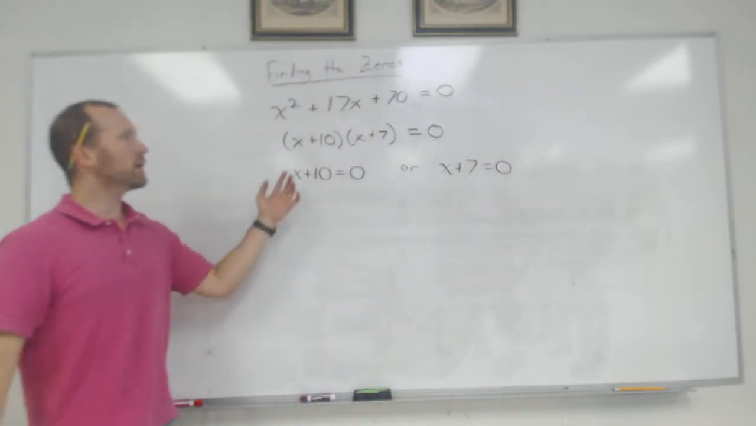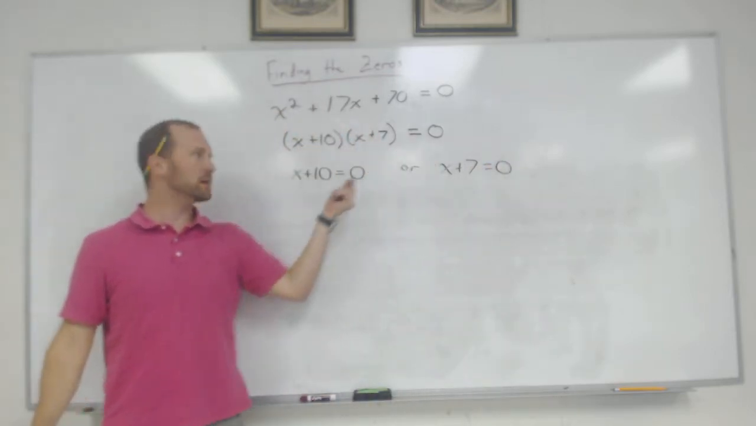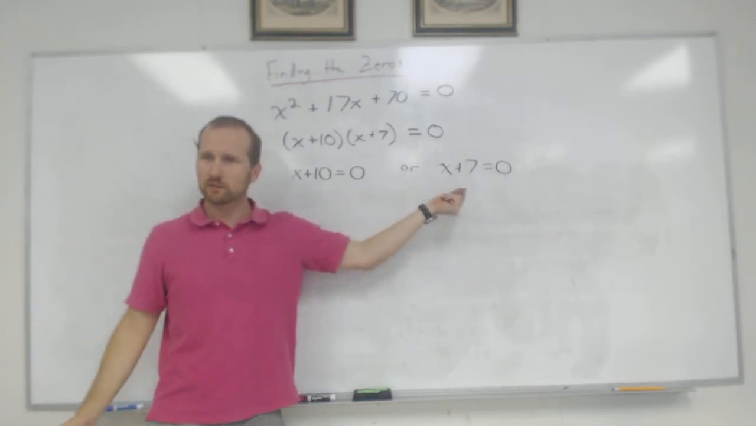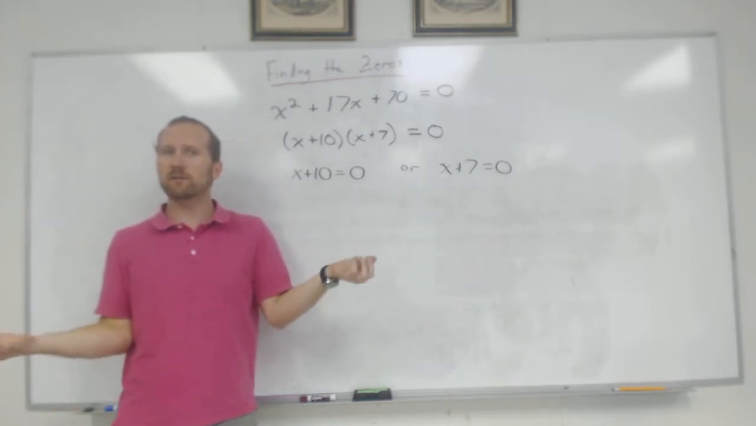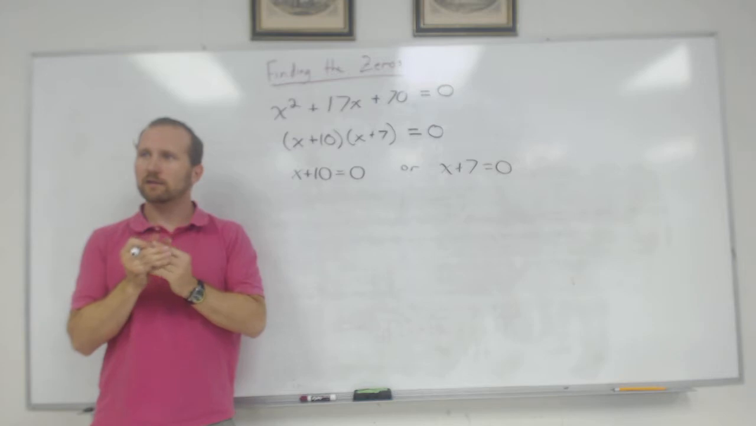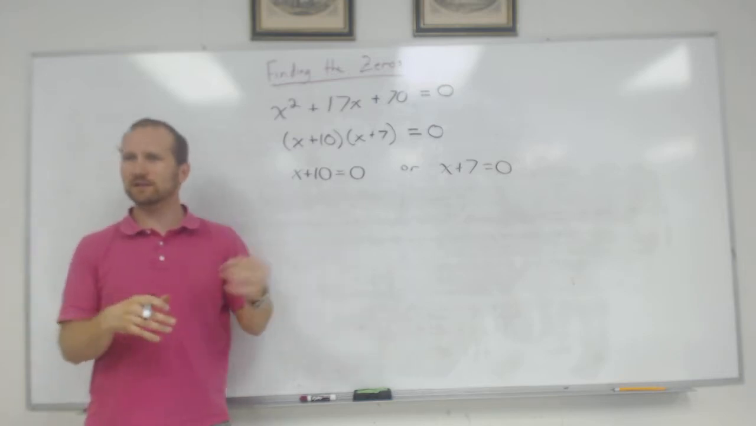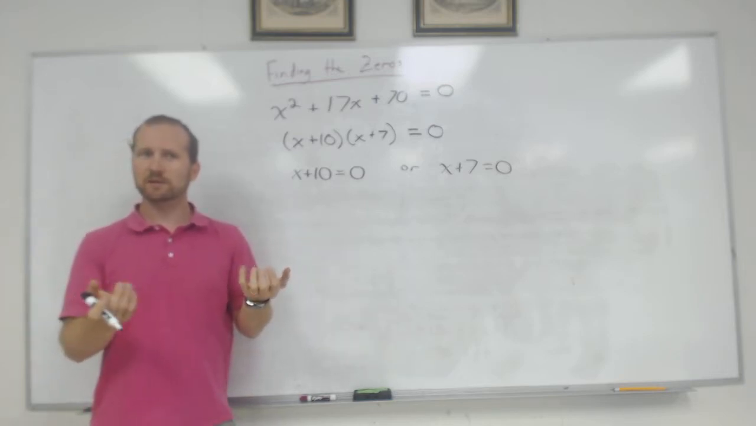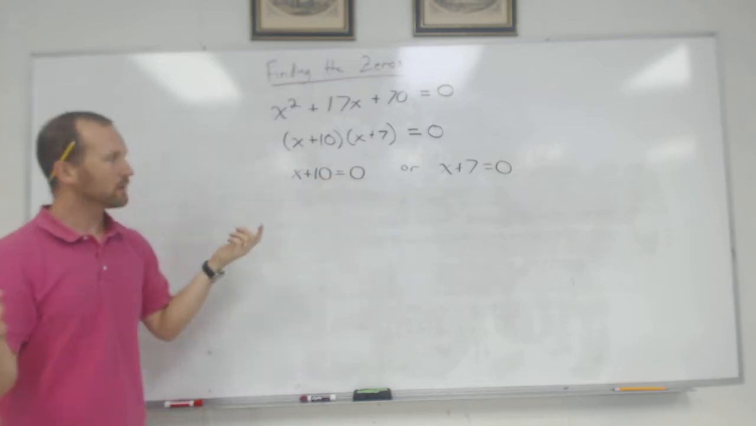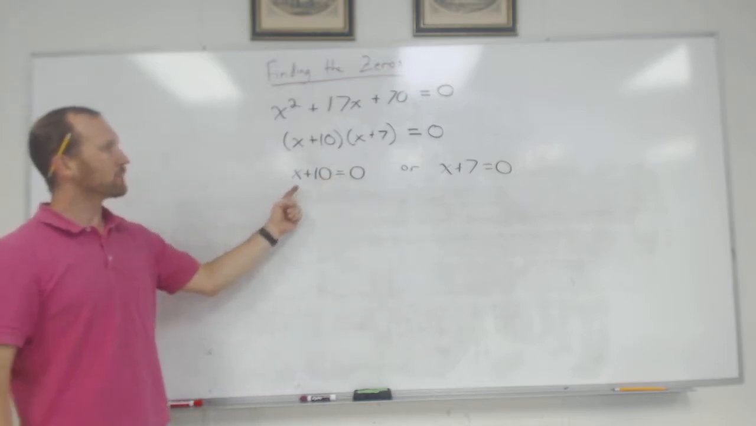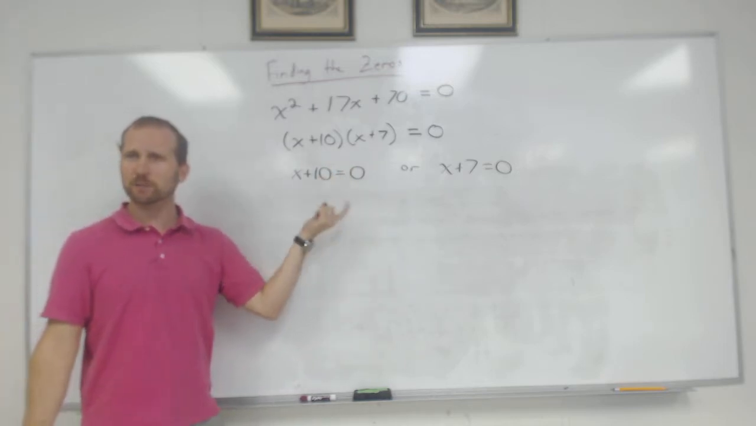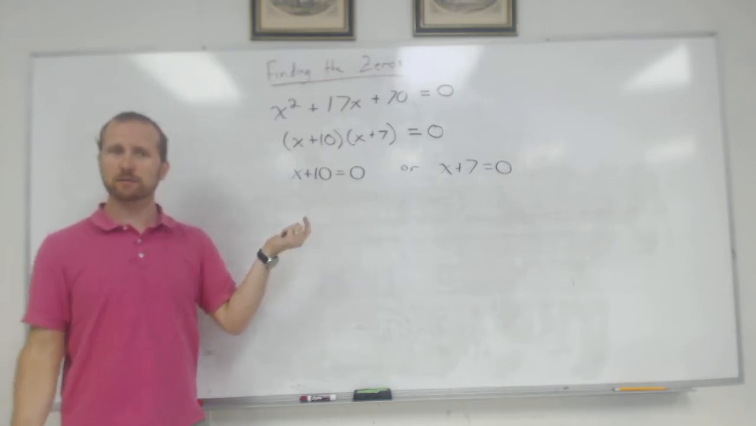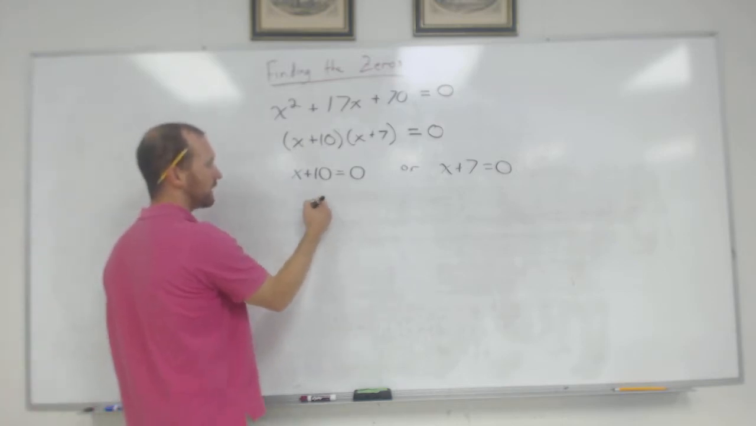Wouldn't you agree? If two things are multiplying to equal 0, either this one has to equal 0 or this one has to equal 0. That's the only way that we ever get 0 when we multiply. Like 100 times 17 is never going to be 0. It's going to be some big number, right? And now you can solve this. x plus 10 equals 0. What's x? Negative 10. Yeah, x would be negative 10.